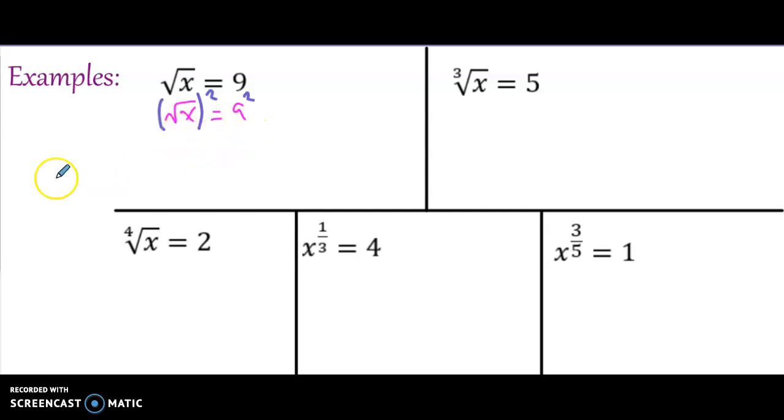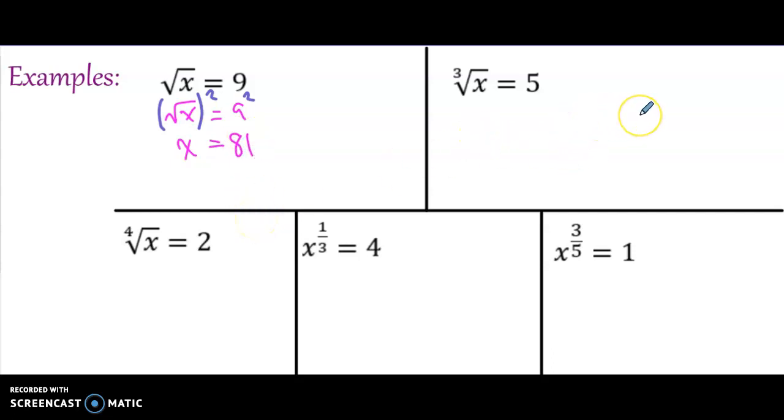So here we are. We squared both sides. Once I square, on the left side we're just left with the variable x because the square root and the square cancel out. And then what is 9 squared? 9 squared, remember, is 9 times 9, which is 81.